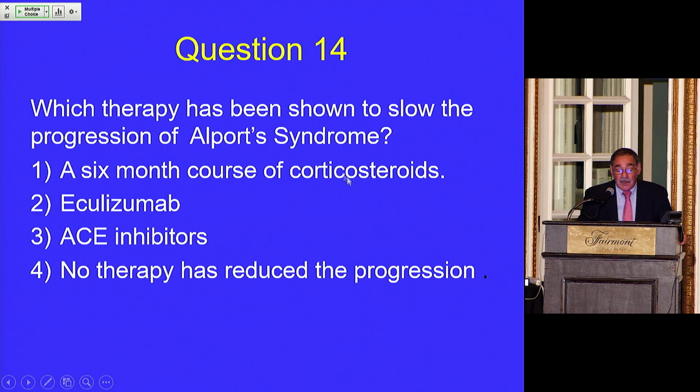Okay, which therapy has been shown to slow the progression of Alport syndrome? A 6-month course of steroids, eculizumab, ACE inhibitors, or no therapy has reduced the progression. For genetic diseases, certainly for glomerular, Alport's is right up there with number 1. And for non-glomerular, I'm sure PKD would be far more important, but Alport's is pretty darn common when you start looking at people who have either thin basement membrane disease or one allele abnormal. So let's see what we think here.